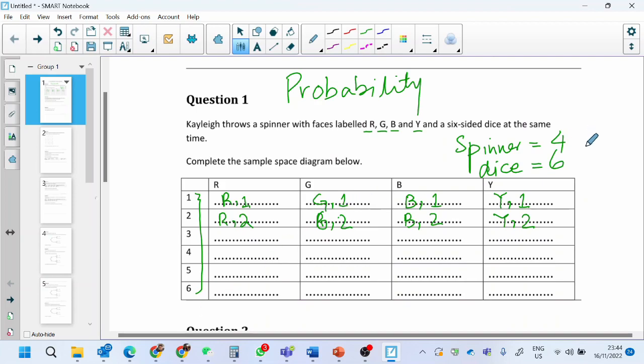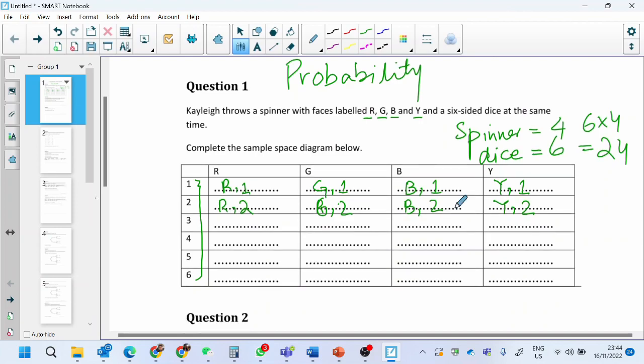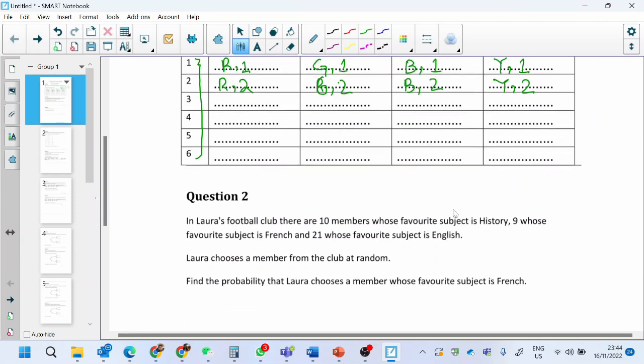So the sample space diagram will have 6 times 4, a total of 24 likely outcomes, or 24 likely combinations. So the sample space here has 24 options in all. You can fill all these in and know what all the combinations can be.